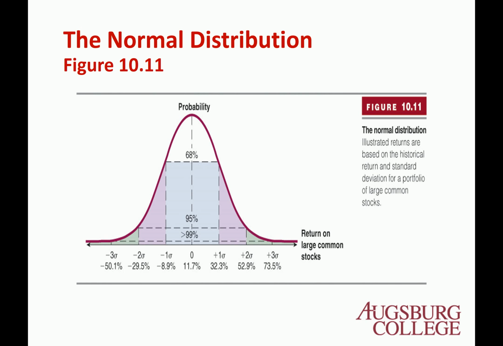So let's look at the example here. This is the return on large company stock. Now this is the average, 11.7%. And the standard deviation is now here, how much is that? 20.5%. Okay.